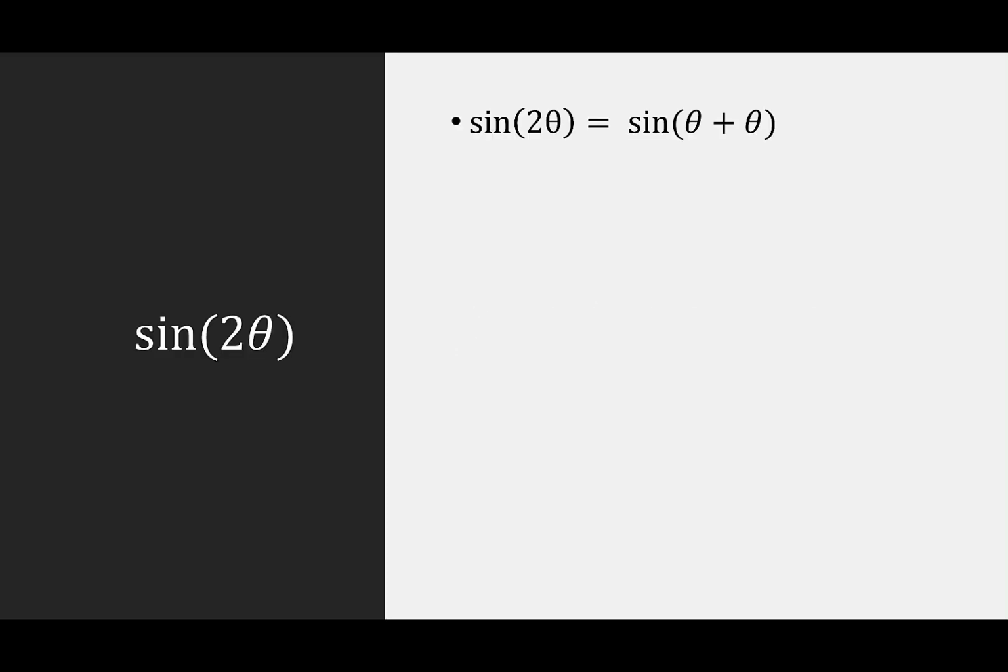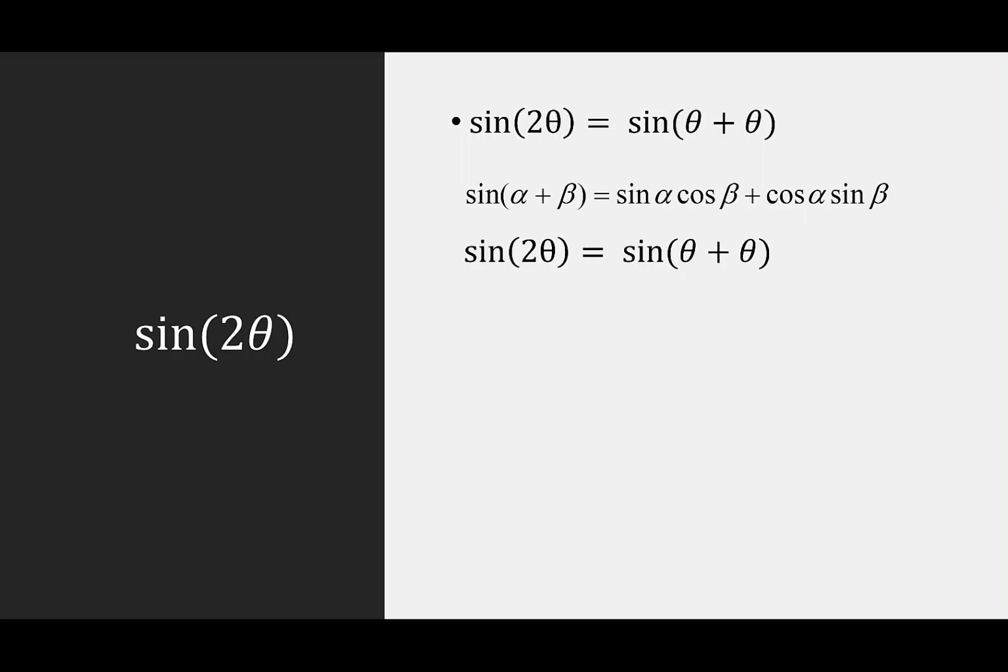We can write sine 2 theta as sine of theta plus theta. Bringing back our special formula for sine, we know that sine of alpha plus beta is sine alpha cosine beta plus cosine alpha sine beta. Putting in the value of theta for both alpha and beta, we get that the sine of 2 theta, which is the sine of theta plus theta, is sine theta cosine theta plus cosine theta sine theta.